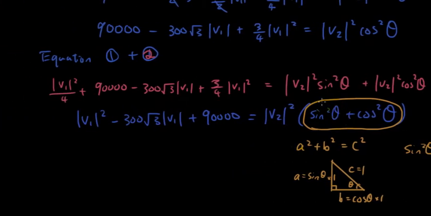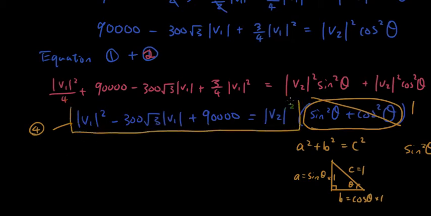So I can now cross this whole thing out, just change it to 1, and then I'm going to move the v1 squared to the left. So I have, what do I have? v1 squared. Oh no, I can't do that. Okay, so that is my new equation. I'm going to call this equation 4. So equation 4 is just this. Okay, that's equation 4.